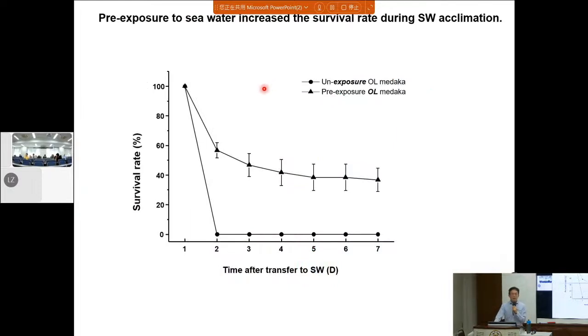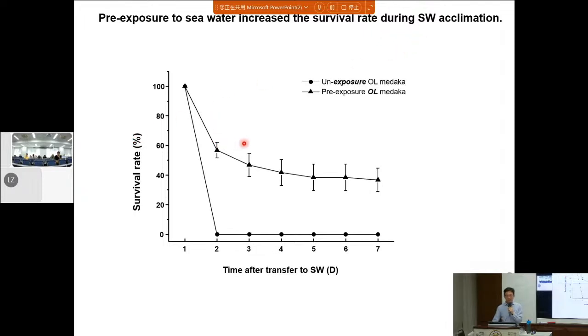Our lab recently published one paper, and we found that there is a fish famous in Japan called medaka. In Chinese, it is called 大肚鱼. The Japanese medaka can live in seawater and freshwater. We found that if we pre-expose the medaka to seawater for 1 week, that will dramatically increase the survival rate during seawater acclimation.